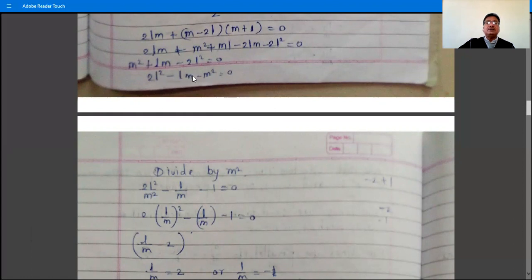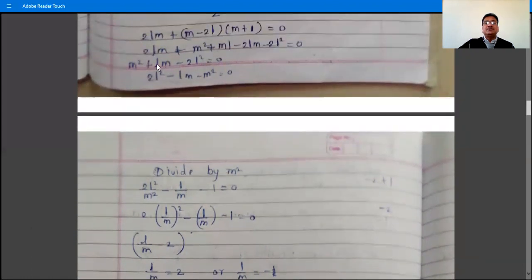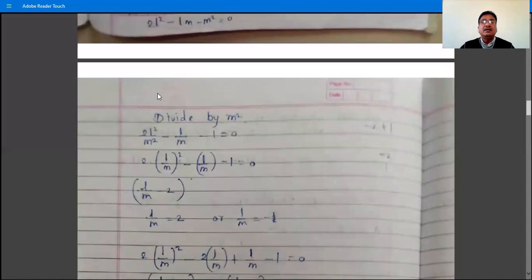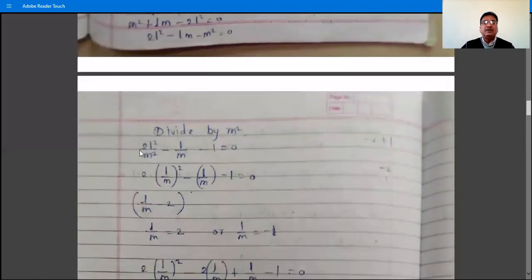Then this is a quadratic equation in l square. Now dividing by m square. So what is the arrangement of the terms? First write the l square term, then the l term, and then the constant term with respect to l. Then dividing by m square, what do we have? 2l square by m square minus l by m minus 1 is equal to 0.